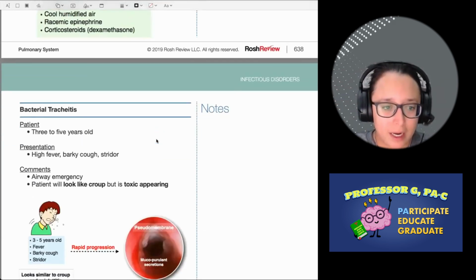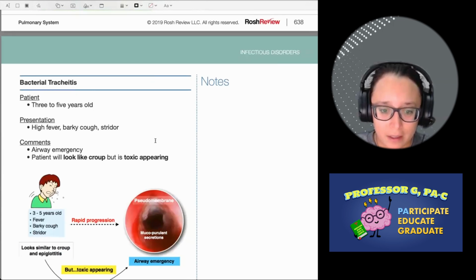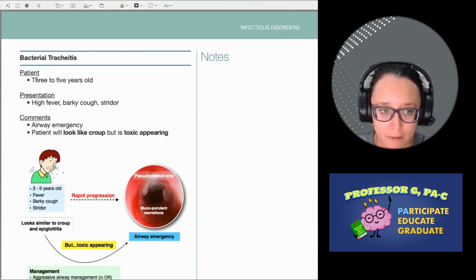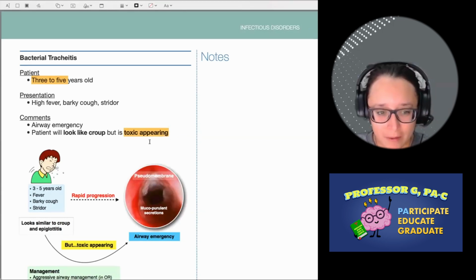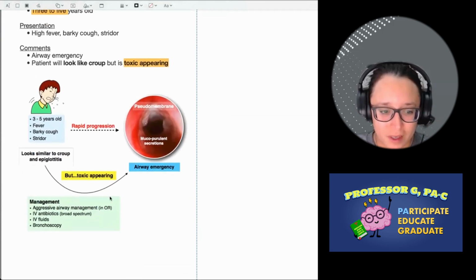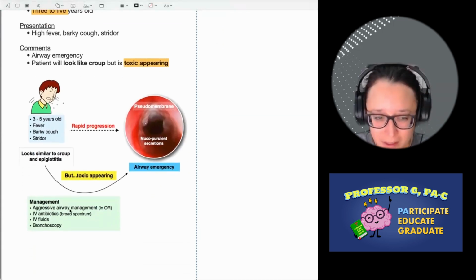All right, bacterial tracheitis. I didn't talk about bacterial tracheitis. Dr. Hidalgo did talk about it, and usually it's a little older, 3 to 5 years old. It also has a barking cough, but it's an older kid, and the kid is super toxic appearing. And toxic appearing means that they're having trouble breathing. They look really ill, like they can't quite keep awake.